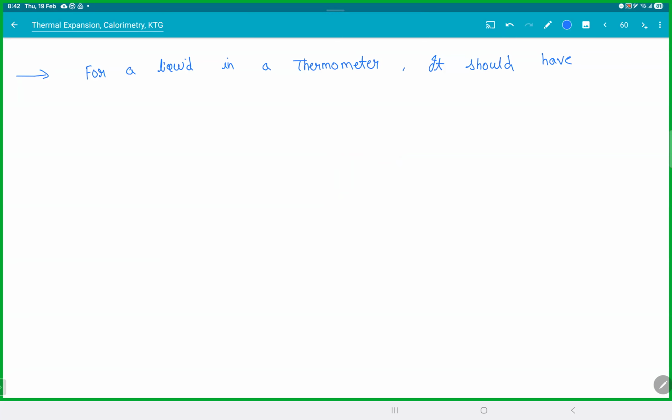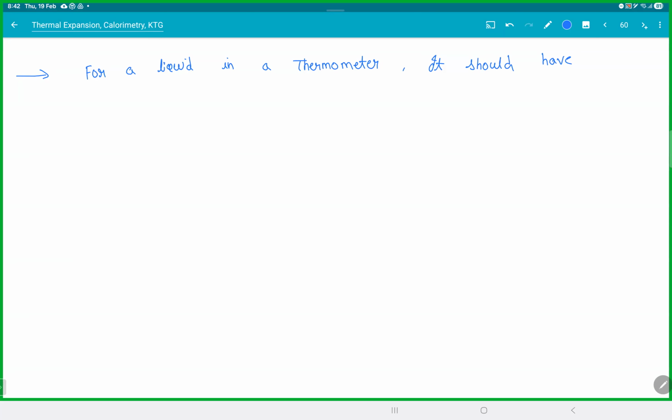Let me ask you this. Do you want the temperature to change fast or slow? When you put the thermometer in your mouth, do you want to keep it for 5 seconds or 5 hours? Do you want the thermometer to react fast or slow? You want it to react fast, right? That means even for a small amount of heat, you want the temperature of the liquid to change. Do you agree with that?